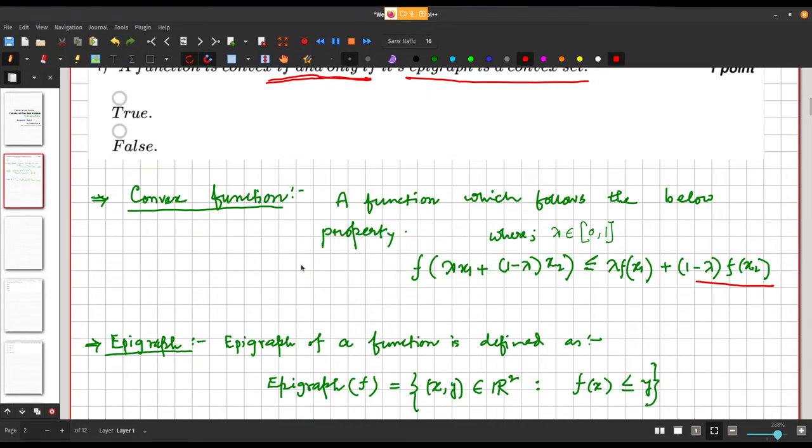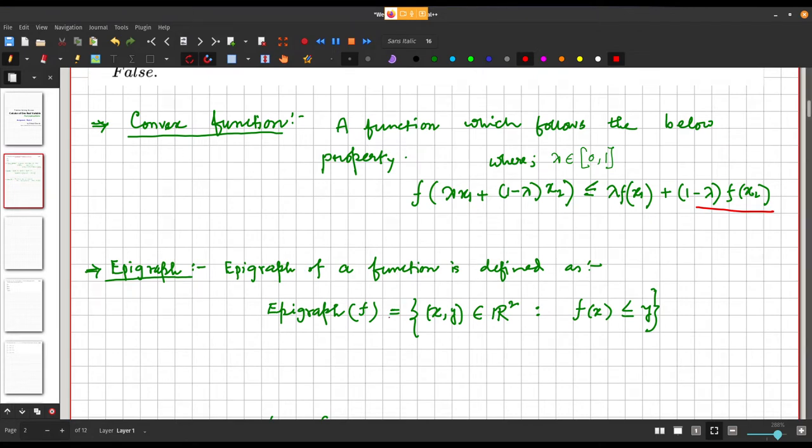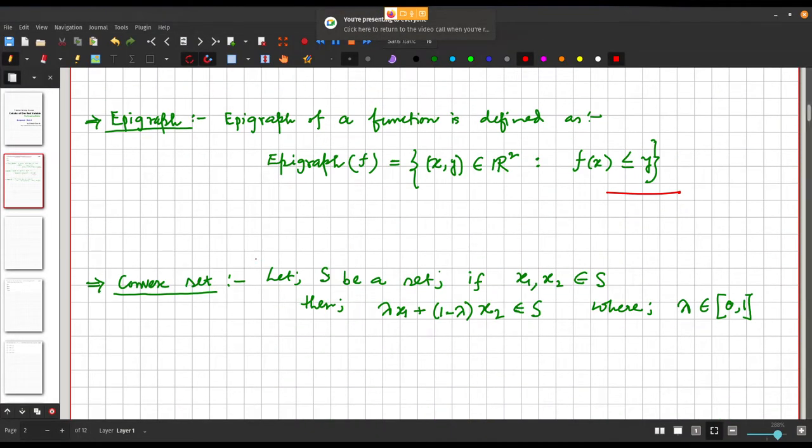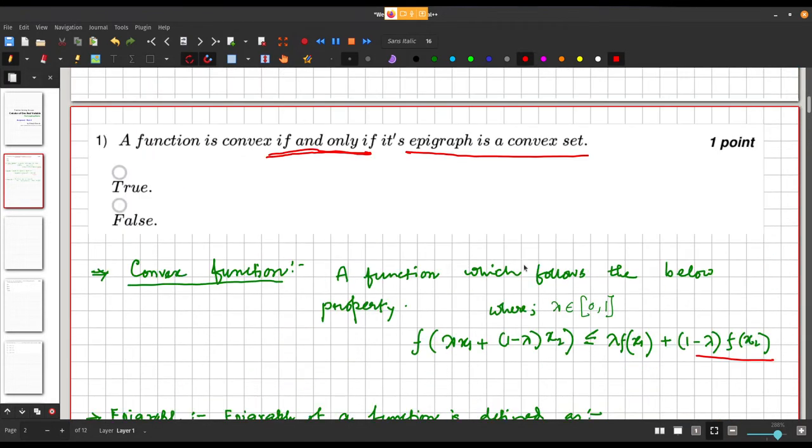Similarly, what is the definition of an epigraph of a function? So an epigraph of a function is defined as the set of these (x, y), which is defined on R2, and this is defined in such a way that y has to be greater than or equal to the functional value f(x). So epigraph of f is defined like this. Okay, and what is a convex set? So suppose S is a set, then for two elements of that set x1 and x2, if for lambda from 0 to 1, lambda times x1 plus (1 - lambda) times x2 is also a member of the set, then we'll call that a convex set. So we are done with these definitions.